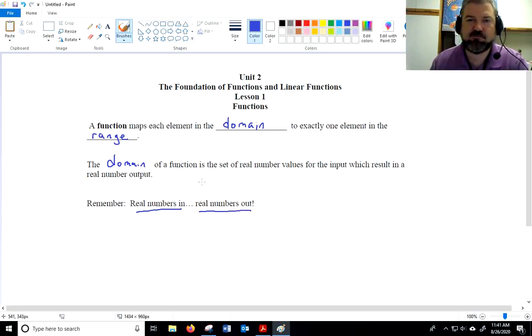So our domain can be limited if a certain number, when you put it in the function, results in a non-real output. Remember, we require real numbers to go in and we require real numbers to come out. Let's take a look at an example of some functions that you could encounter.